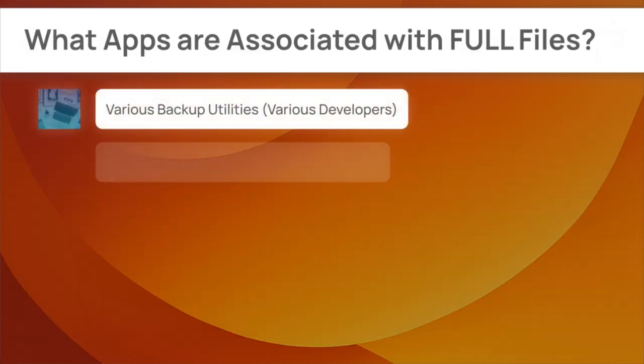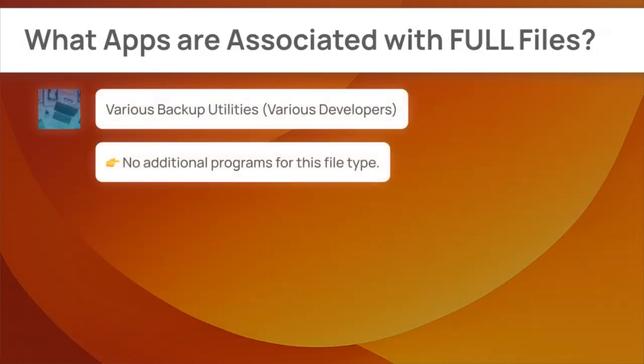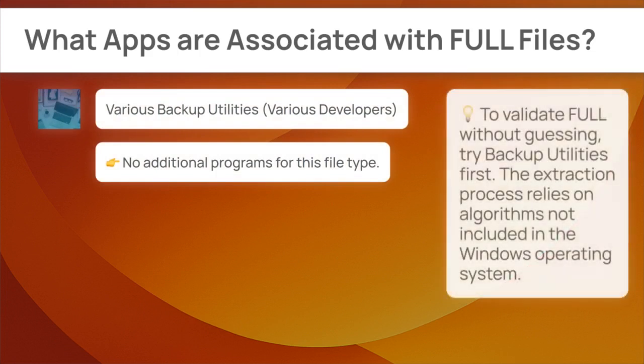For FULL, a strong first option is backup utilities. The file's embedded tracks and streams require a specialized reader for full playback. Windows can't interpret backup metadata or structure, so specialized restore software must open it.